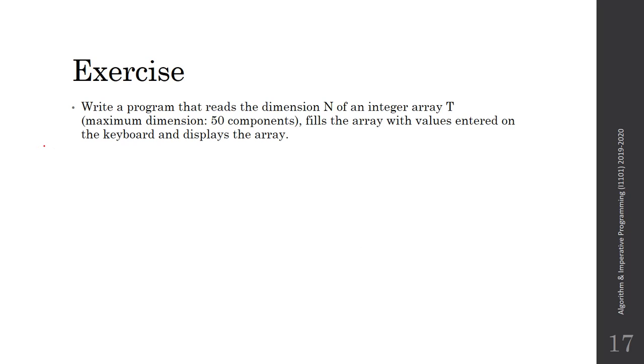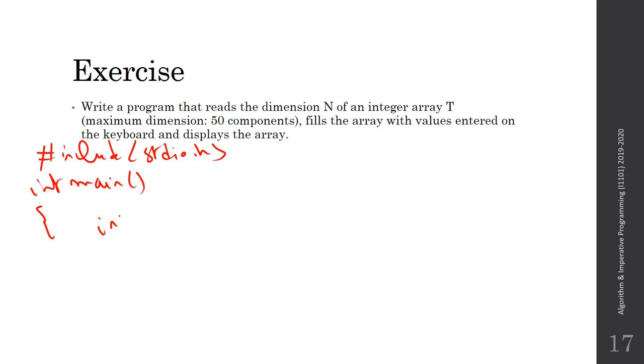We'll start with include stdio standard input output dot h. Then we have int main, and then we have the array. Let's call it t. The maximum is 50. I don't know the variable yet, so I cannot use the curly braces example, and I cannot omit the 50 because it will give us an error. So I need n, the effective dimension. It's the number of elements that the user wants to enter in t.